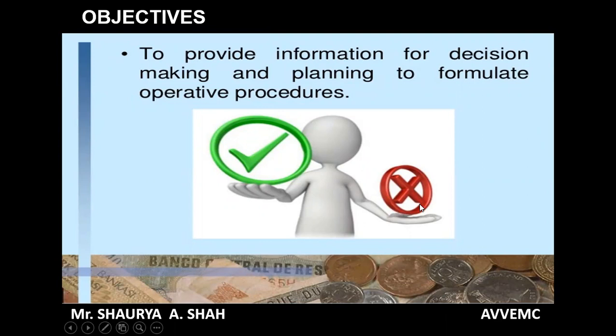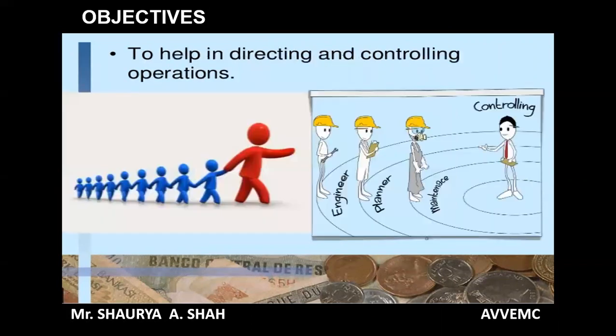Now the second objective, to provide the information for decision making and planning to formulate operative procedures, right? Now decision making is very important in costing. Now planning to formulate the operative procedures. How operations can be done in business and how the policies and procedures will be formulated, for that you need information which is provided by cost accounting.